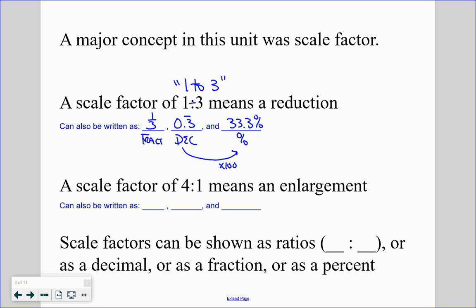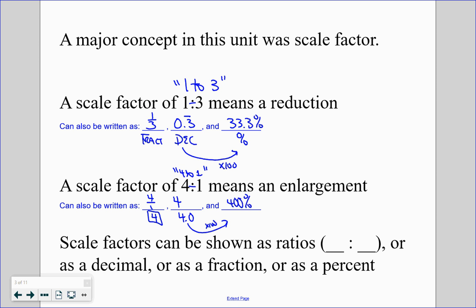Okay, so in other words, if something's been reduced by 33%, that means that it's 1/3 the size of the original. If you have a scale factor of 4 to 1, so again, think of that as 4 divided by 1, so that would be the fraction, or you could just write the number 4. As a decimal, you would either write 4 or 4.0. And again, to take it into a percent, we always times by 100, so that would be 400%. And that's an enlargement, okay? So it's been increased by 400%.